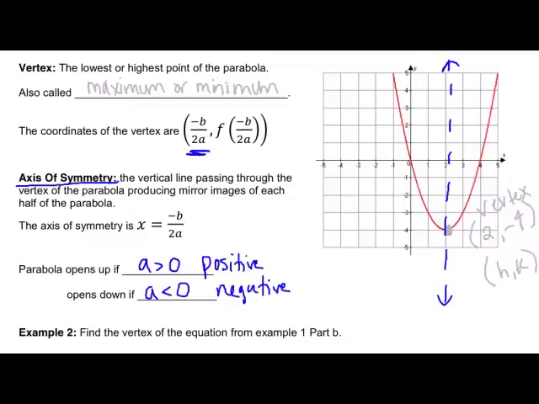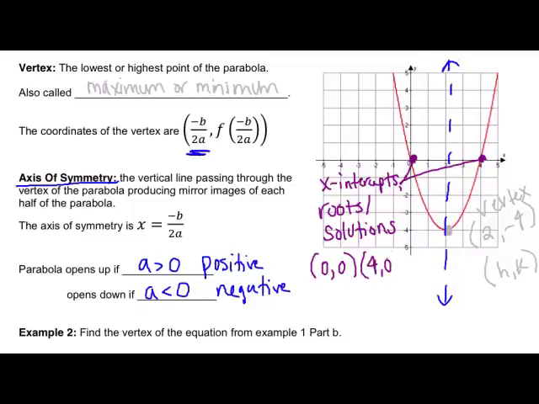There are two other important parts to the parabola, and the next one is the points on the x-axis. We know that these are called the x-intercepts. We can also call these roots or solutions. And we know that from the beginning of chapter 5 when we were solving for these points on the parabola. So in this case our x-intercepts or our roots are (0, 0) for the vertex and (4, 0).